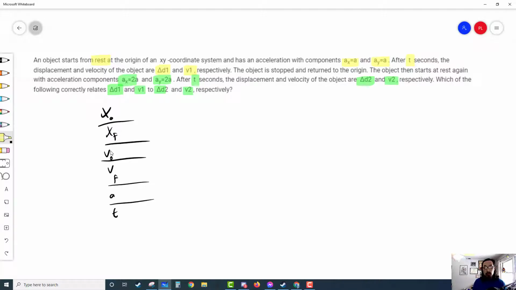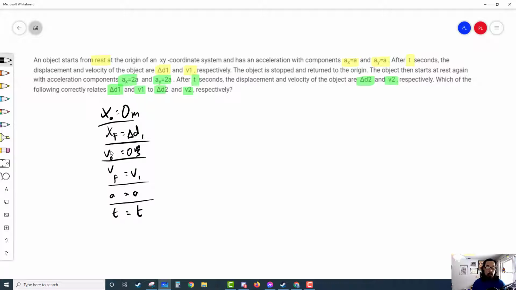We know that the initial position, they don't give it to us, so simply put, that will be 0 meters. Our final position, they give us, which is delta d, so I'm going to write that in, delta d1. Our initial velocity, we start from rest, therefore we are at 0 meters per second. Our final velocity, they gave it to us, they said it was v1. Our acceleration, now they gave us two, the a sub x and a sub y, and because they didn't really differentiate between the two, we could just say that a is a. There's nothing special about this a, it's just a. And time, of course, is t.